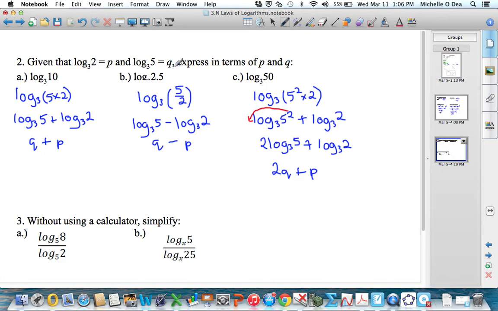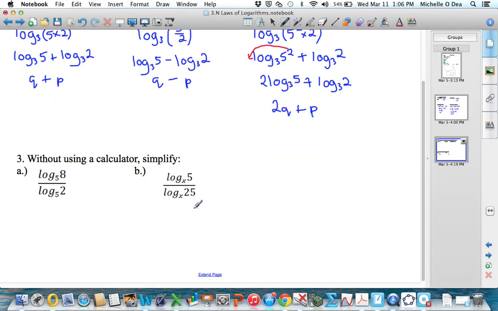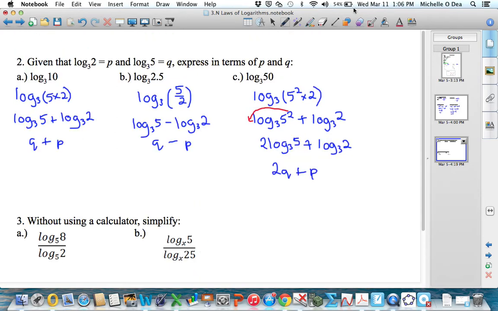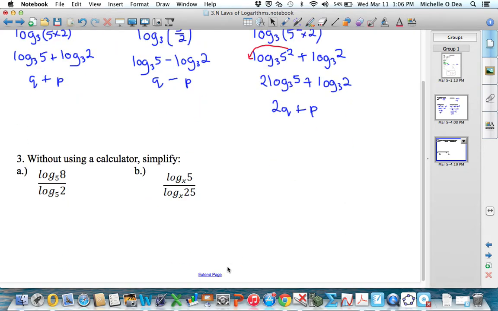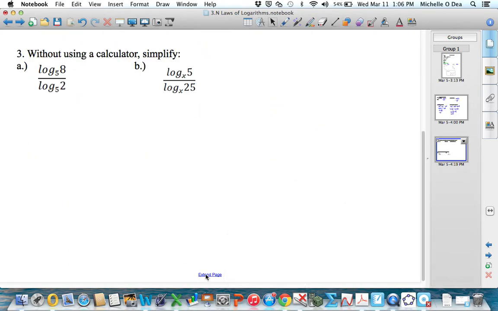Sometimes, instead of writing p and q here, these will actually be numbers. So you just do exactly the same thing, but instead of writing p or q, you replace it with the decimal number. Okay, and then the last set of questions that we're going to look at is the same idea, doing some simplifying.